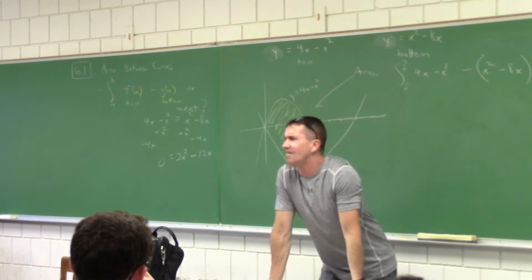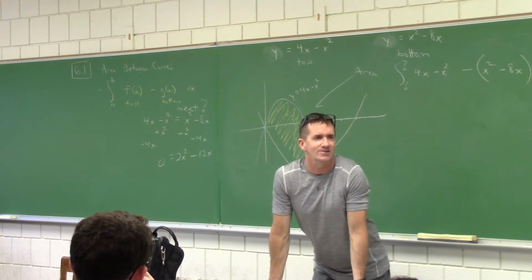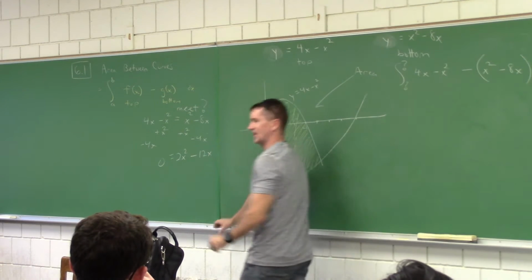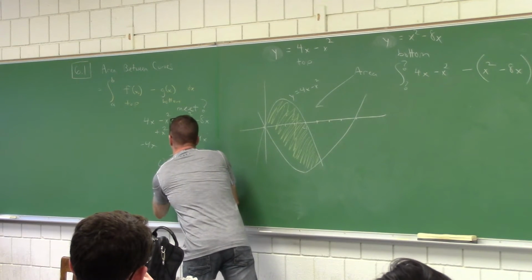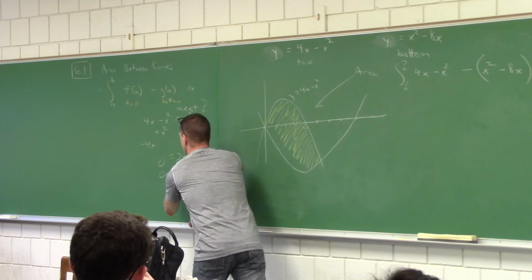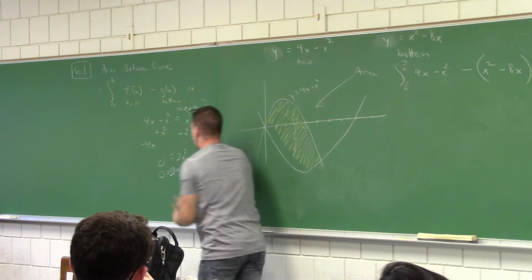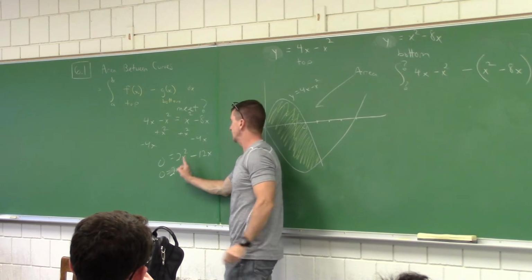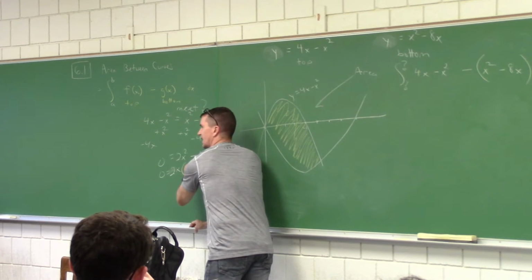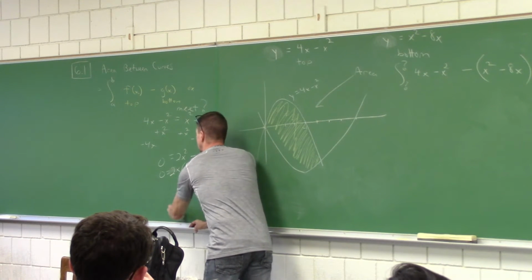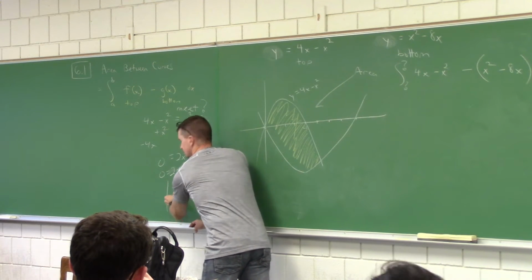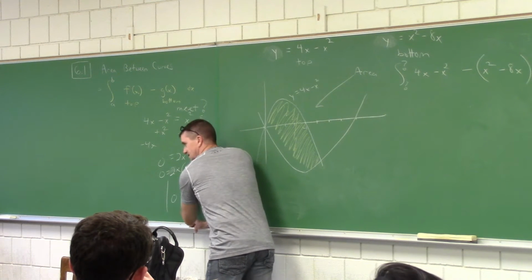Can we factor that? What can I factor out of that? X, factor out an x. And anything else? A 2. And when I factored out 2x, I'm left with x minus 6, so what are the 2 x values where they meet? X equals 0, and x equals 6.